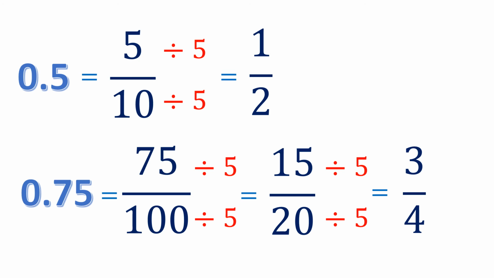But you can also divide 75 and 100 directly by 25 so that you can get directly the 3/4. So it will be up to you on how to determine the biggest divisor that you can have so that it will be faster.